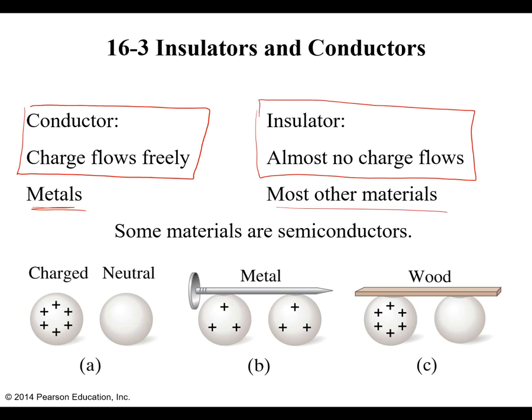So you have other materials. For example, down here, you have two particles, one positively charged, one neutral, and you connect them with a metal. Some of that charge is going to flow through the metal and then evenly distribute itself across the two objects. The metal is then a conductor because it allows the charge to flow freely. But if you do the same thing with wood, then it's going to block the charge. The charge will not flow, and so wood is a good example of an insulator.